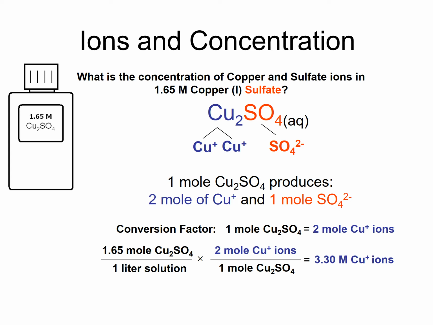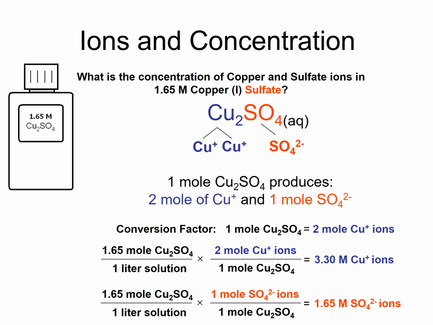We can do the same calculation, starting in exactly the same place, for the sulfate ions. Of course, the conversion factor now is different. We have 1.65 moles of copper sulfate per 1 liter of solution, as we did for the copper example, but now the conversion factor tells us that we only have 1 mole of sulfate ions for every 1 mole of copper sulfate that breaks up. And so the concentration of the sulfate ions, because there is this 1-to-1 ratio, is exactly the same as the concentration on the bottle, 1.65 molar sulfate ions.